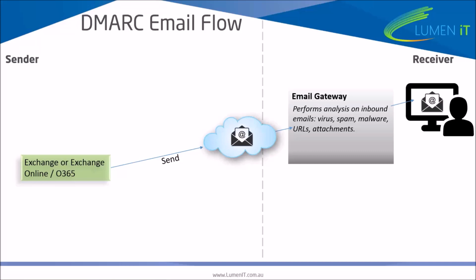If we're using Exchange on-prem or Exchange Online within Office 365, the outbound email goes to a receiver. This could be a consumer or another business organization and will often go through their email gateway solution. That gateway performs a range of checks on the email content, looking for viruses, spam, malware, and malicious URLs and attachments. How well it does this depends on which gateway solution is used by them.